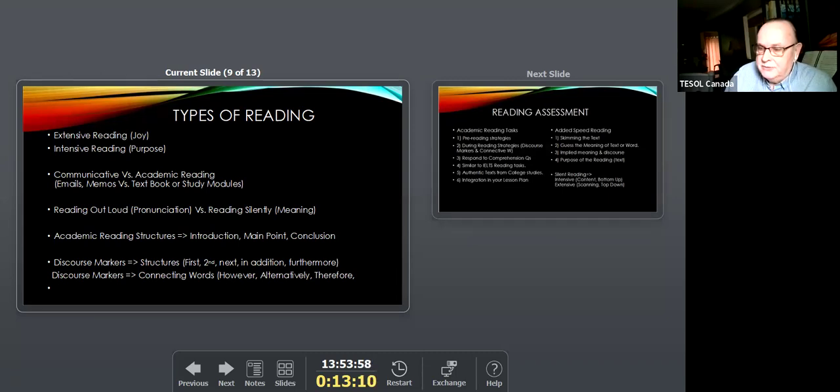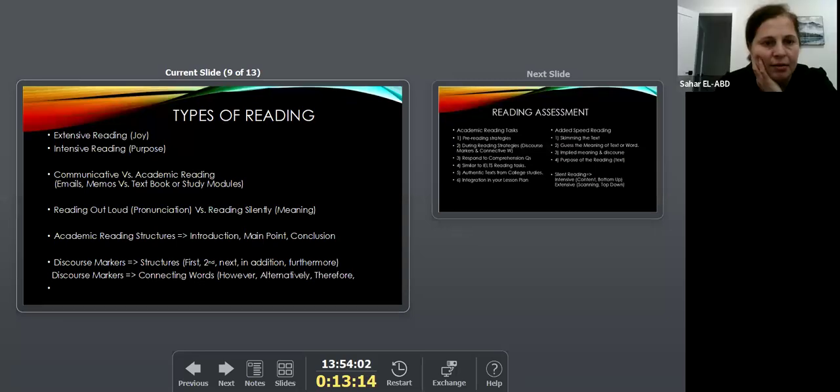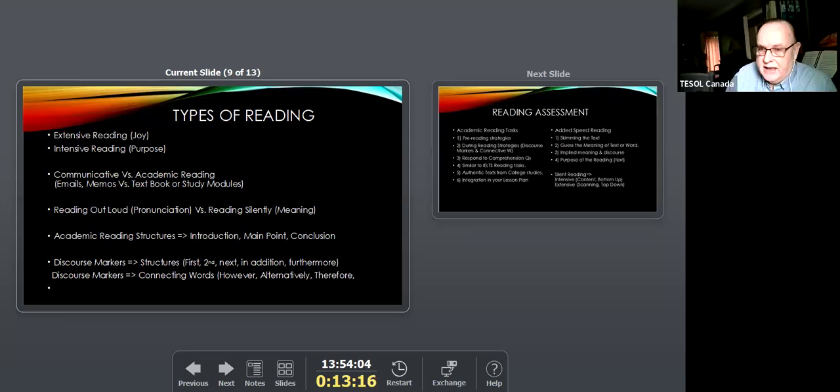So what is the Canvas platform? Is it communicative or academic? Academic. That's right, exactly. And reading out loud is a very good way to practice pronunciation versus reading silently, which is primarily to gain an understanding of the meaning of a passage that you're looking at.